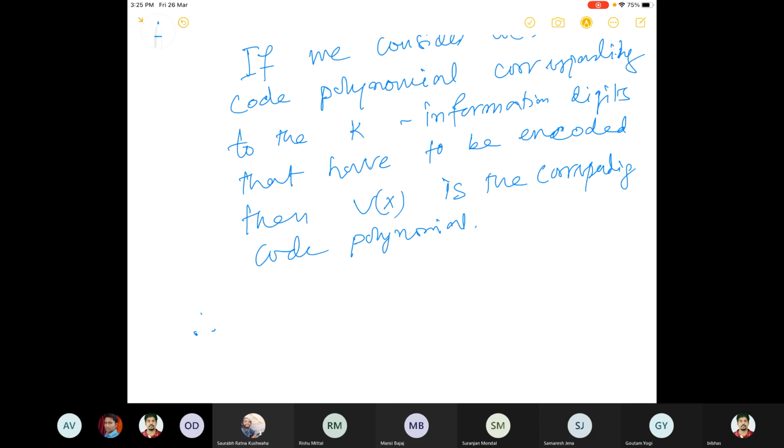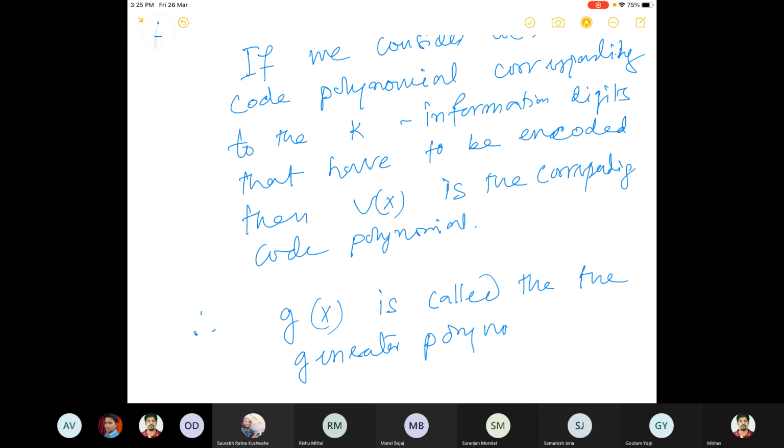Therefore, Gx is very, very important here. We'll give it a name. The Gx, which is the minimum degree code polynomial, is called the generator polynomial of the cyclic code.